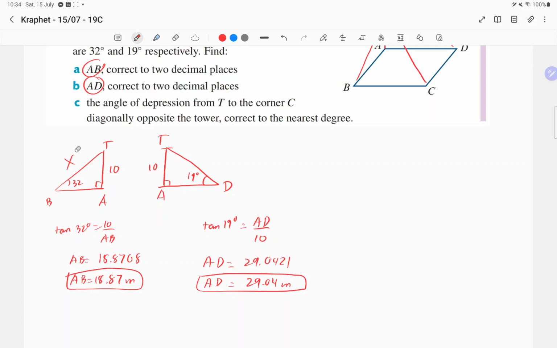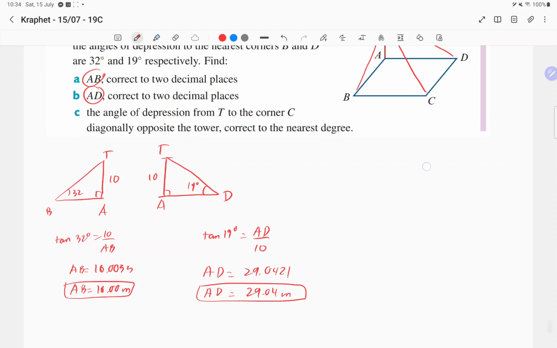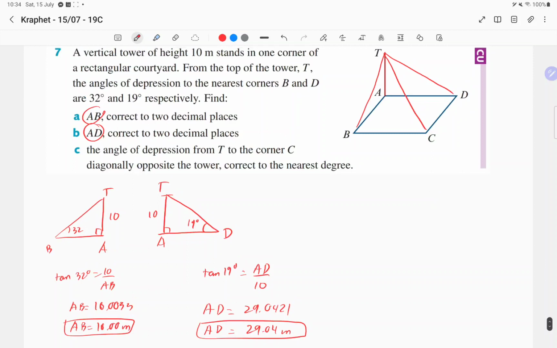There's no hypotenuse. So please do not make the mistake in the exam. This is what happens when you do too many questions. Alright, so that'll be 16.0033, which is 16.00 meters. Okay, yeah, that's better. Alright, next is the angle of depression from T to the corner C.